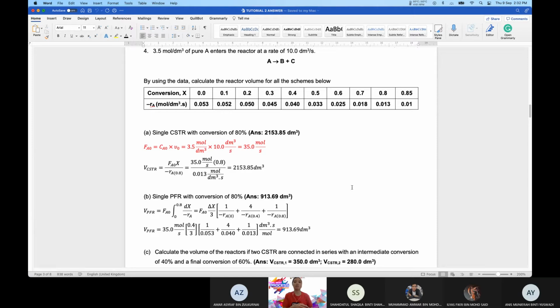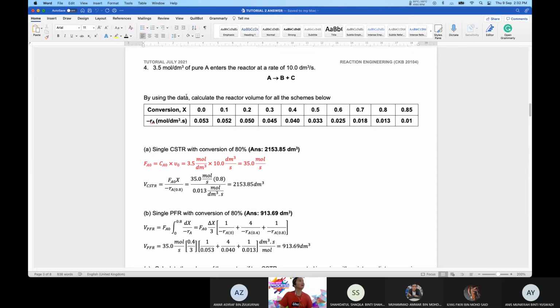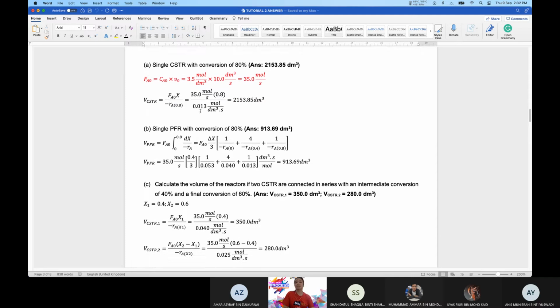So similarly to the concept of a single reactor, for reactors in series, if you're given information which is conversion and minus RA, we can also determine the volume or any other parameter desired by the question, using the information either in the form of a table or in the form of a Levenspiel plot. For question number 4, we have already tackled A and B, so let us go to C.